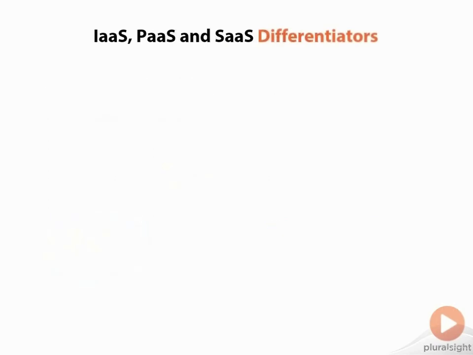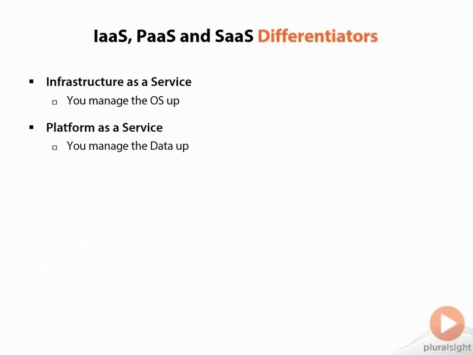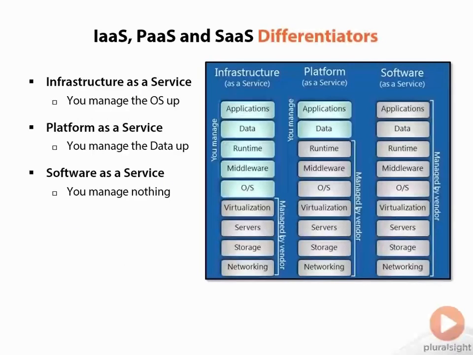All right, so if we look at the differentiators with these different groups of services, with IaaS, we manage from the OS layer up. From Platform, we manage from the data layer up. And then with Software as a Service, we basically manage nothing. All right, so here's just a graphic that kind of shows where these things fall.